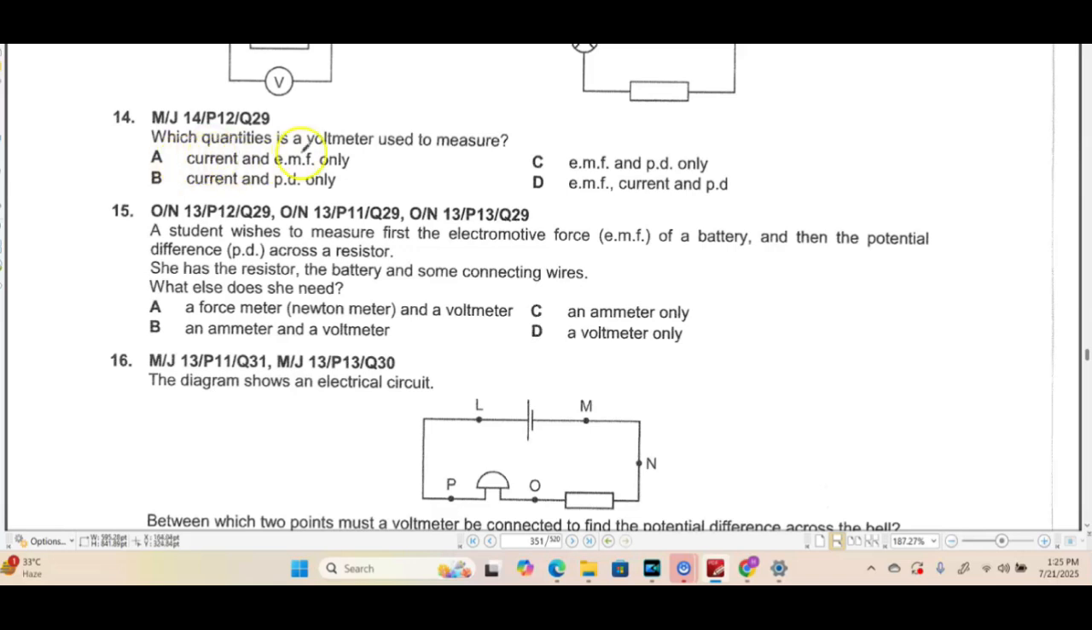Question number 14. Which quantities is a voltmeter used to measure? It is used to measure EMF and potential difference. Okay?